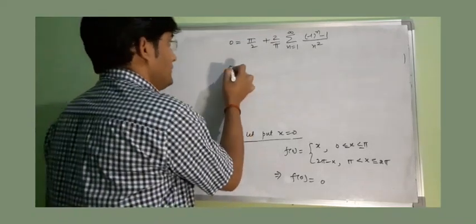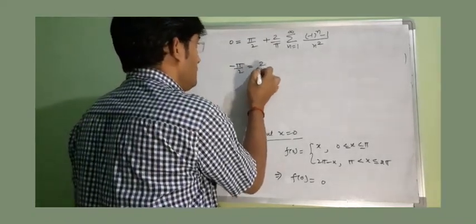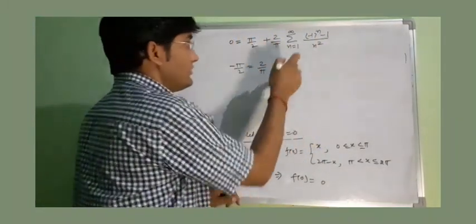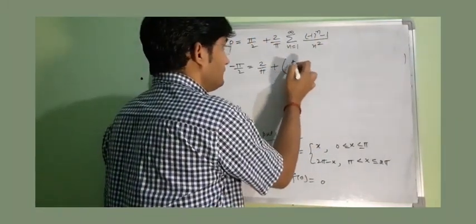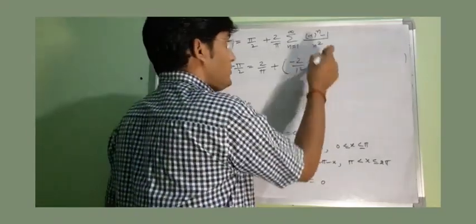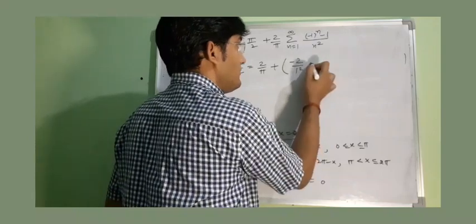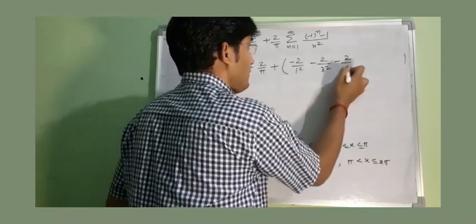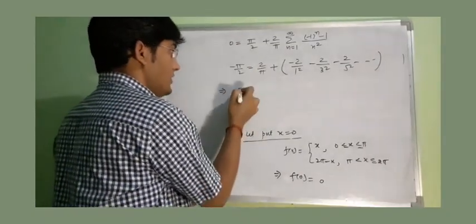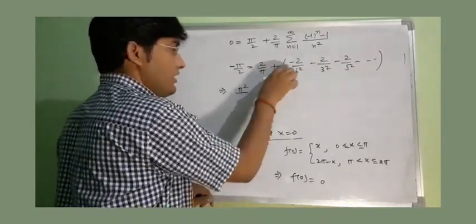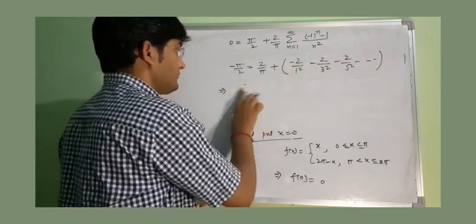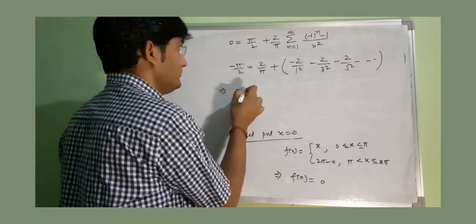So this is minus pi by 2 equal to 2 upon pi. Now let us put n equal to 1. So if n is 1, then this will be minus 2 upon 1 square. If n is 2, then this will be 0. For n equal to 3, again this will be minus 1, that means minus 2 upon 3 square. Then we will have minus 2 upon 5 square and so on. So this means pi square divided by 4, and minus 2 will come from this side. So this is minus pi by 2.